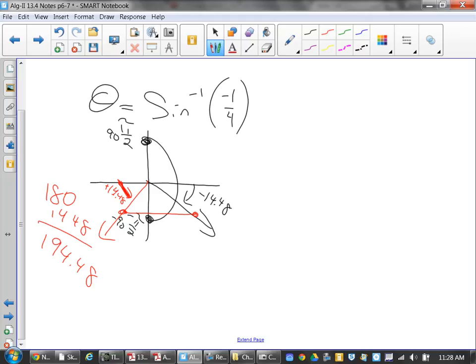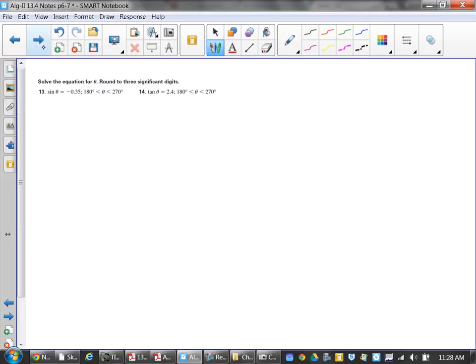Check your answer by typing this into your calculator with the sine. It should come pretty darn close to negative 0.25. All we're using is reference angles. Okay? What do you get? Negative 0.25. Pretty darn close then. So would you say that we did that correctly? Well, 194.48. That's it. That's all this is, guys. It's pure calculator work of putting in values.